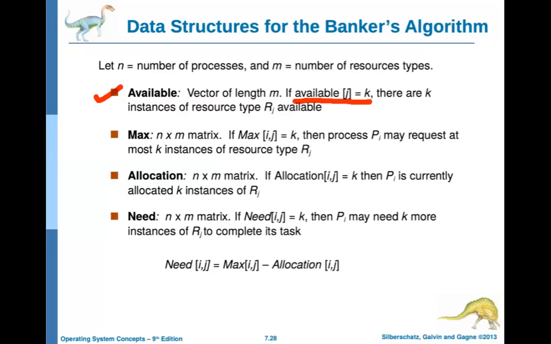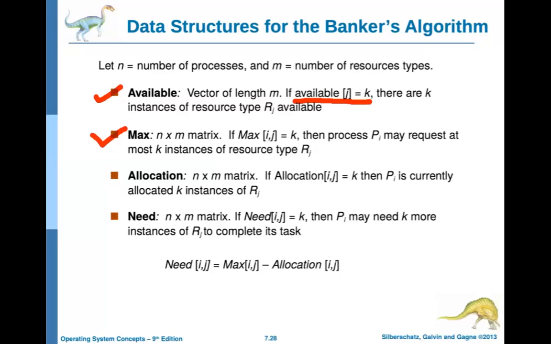So whenever you come across i, always remember that is Pi. Whenever there is j, it is Rj. Okay. So the meaning of this, in very simple words, is how many instances of each resource type are currently available. That is what the available is. And because we have m resource types, the length of this vector is m.